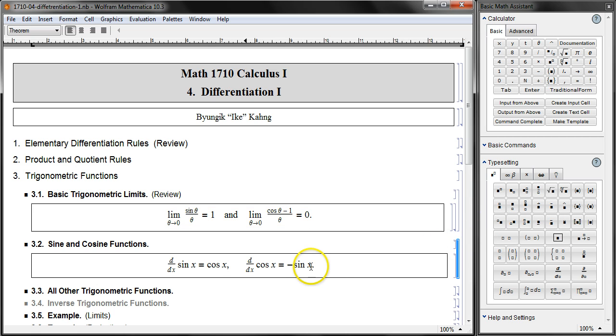Next, derivatives of sine and cosine. Derivative of sine is cosine, derivative of cosine is negative sine. This too gets pretty deep, so we're going to come back and do this in a separate video.